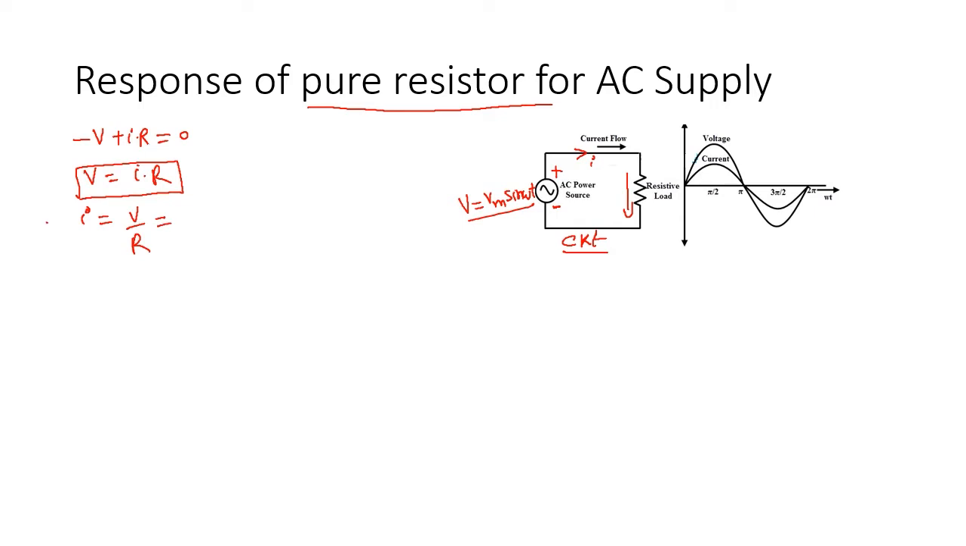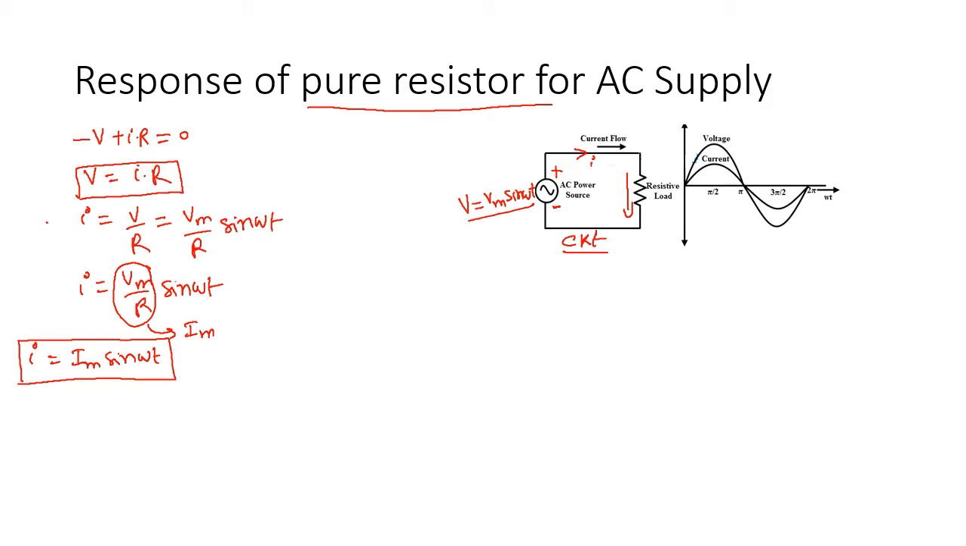So what is the V? V is equal to Vm sin omega t, so I is equal to Vm by R sin omega t. Here Vm by R is equal to Im, that is the maximum current. So you will get I is equal to Im sin omega t.